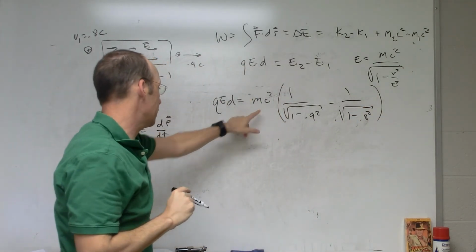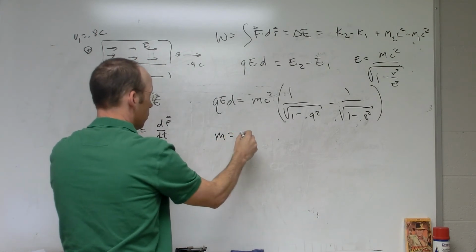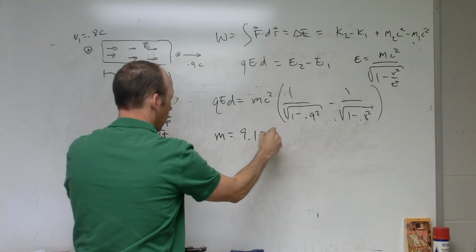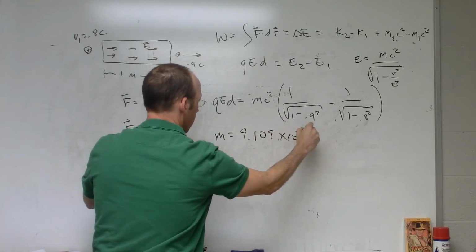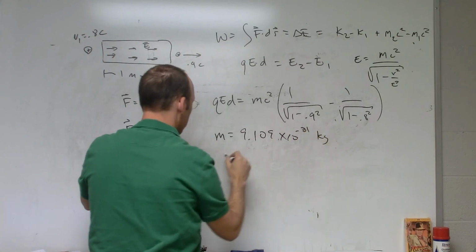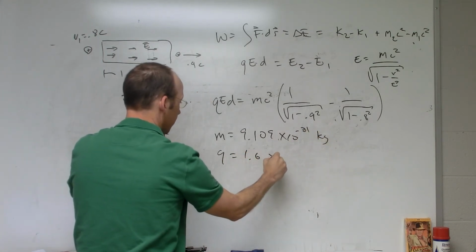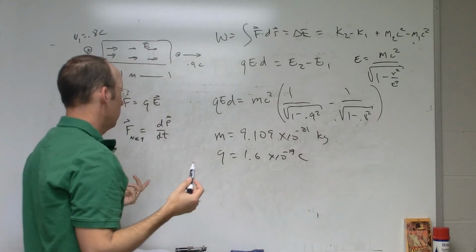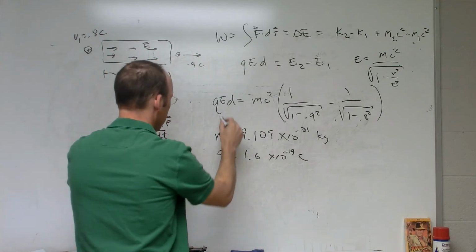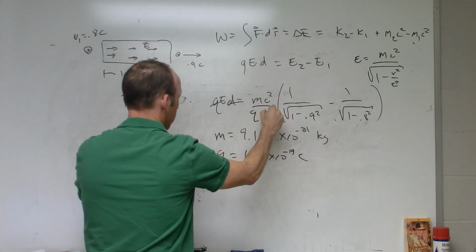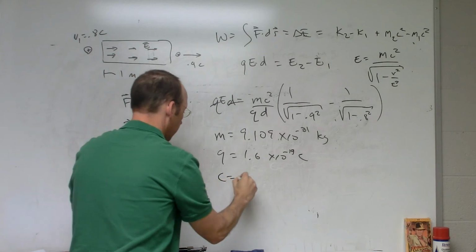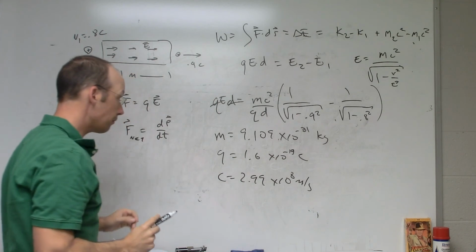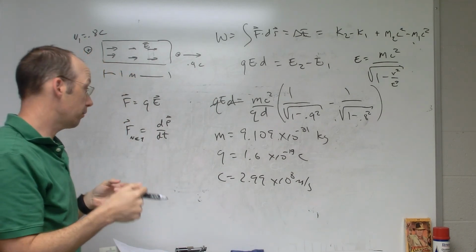And now the mass of an electron is equal to, I wrote it down, I always forget this, 9.109 times 10 to the negative 31 kilograms. The charge of an electron is 1.6 times 10 to the negative 19th coulombs. D is 1. So I can solve this for E. Divide both sides by QD. C is 2.99 times 10 to the 8th meters per second. So now let's plug and chug, baby. Just put it in there.